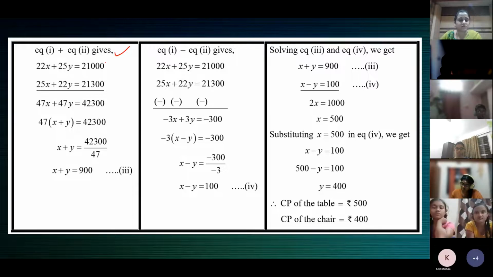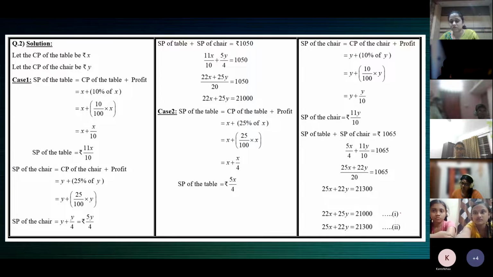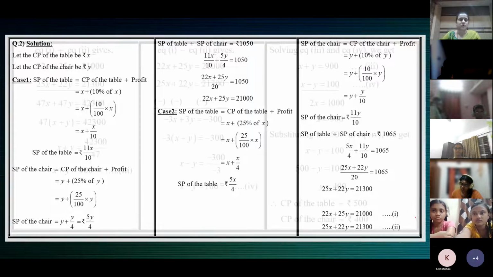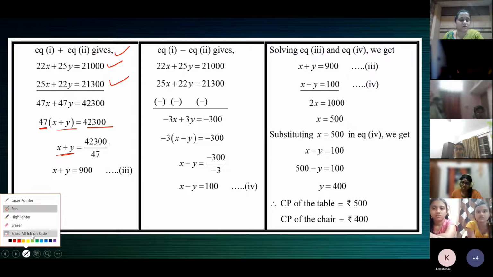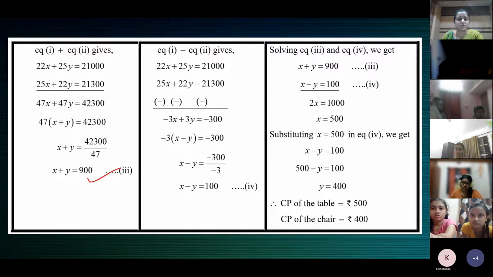These are the two equations we saw in the previous slide. Add the two equations, equation 1 plus equation 2. 47 is common. X plus y is equal to 42,300 by 47, which is 900. So we have another simple equation, x plus y is equal to 900.